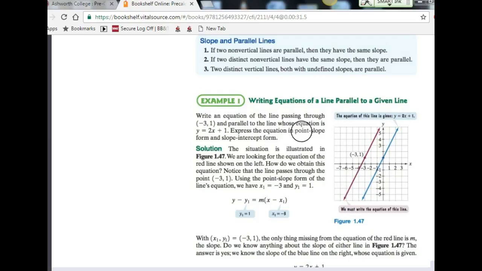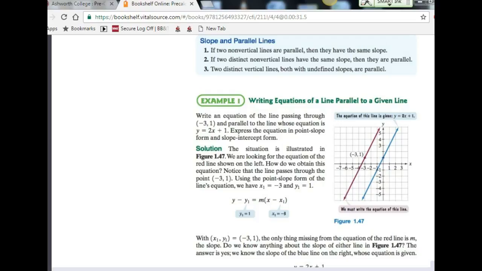The reason that they tell us to do point-slope form is because you've been given a point and, from this equation of a line, you can know what the slope is. So when you know a point and a slope, the best thing to use is what we call the point-slope form of the line.